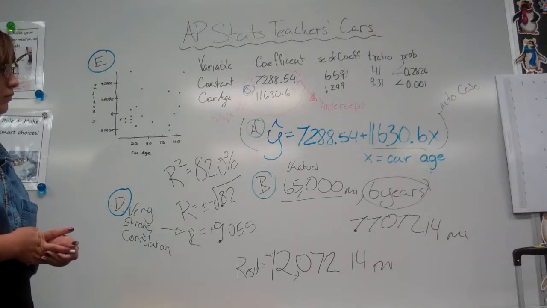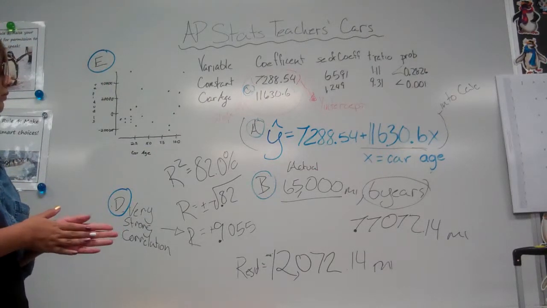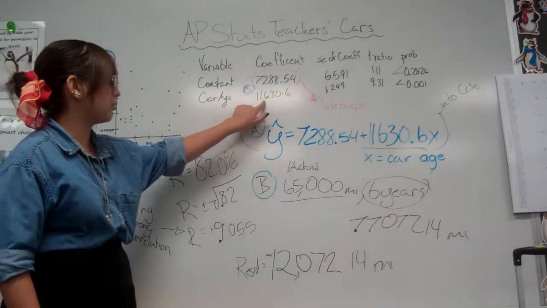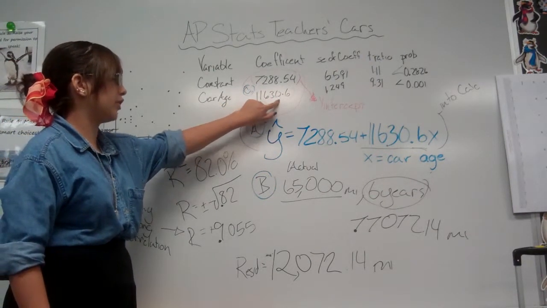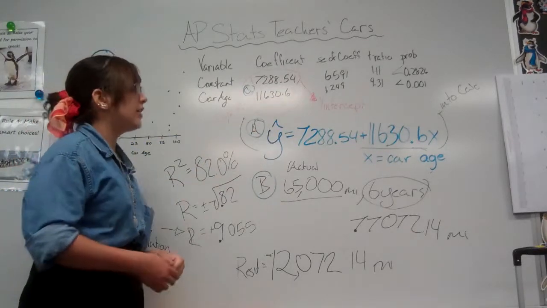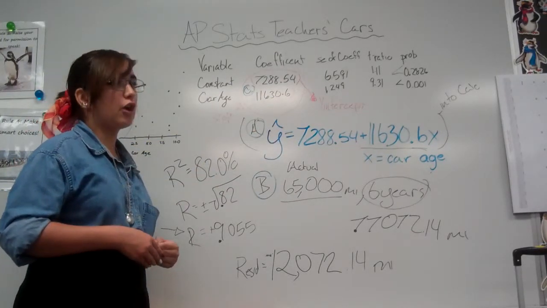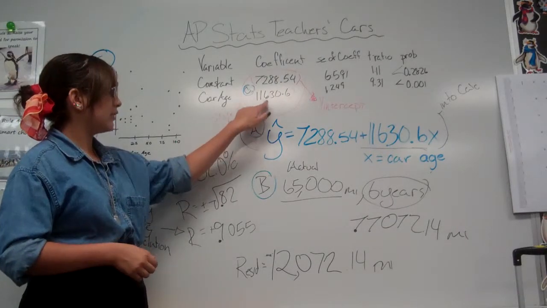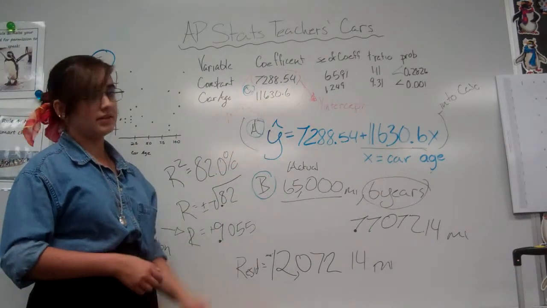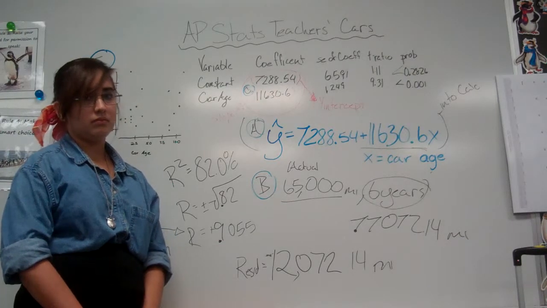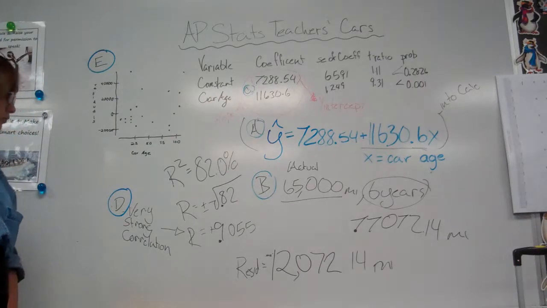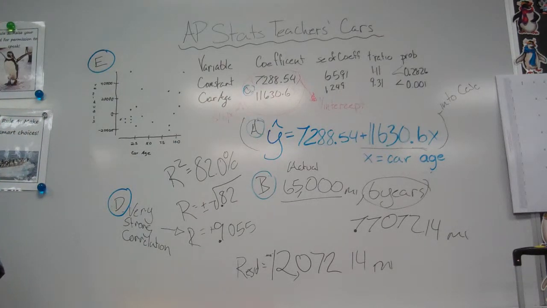And then C, interpret the slope of the line in context. We already know that our slope is 11,630.6, and that indicates that for every year the car ages, its mileage will go up 11,630.6 miles. Okay, so that was C. Now D, what's the correlation between car age and mileage? Interpret this value in context.